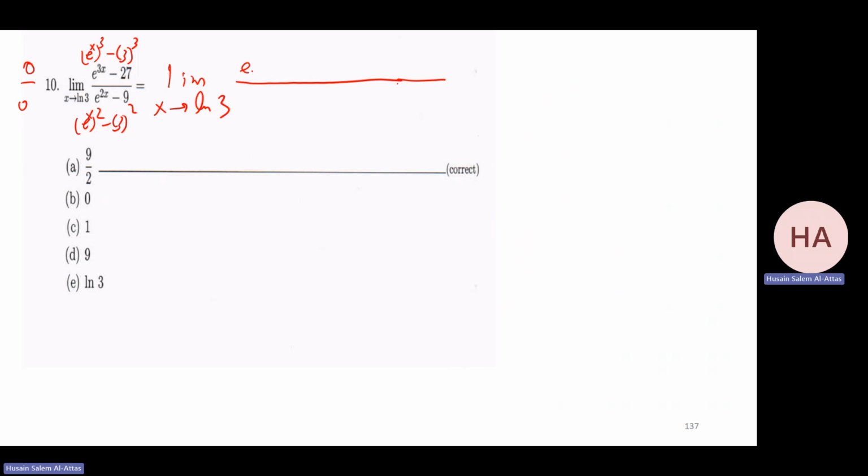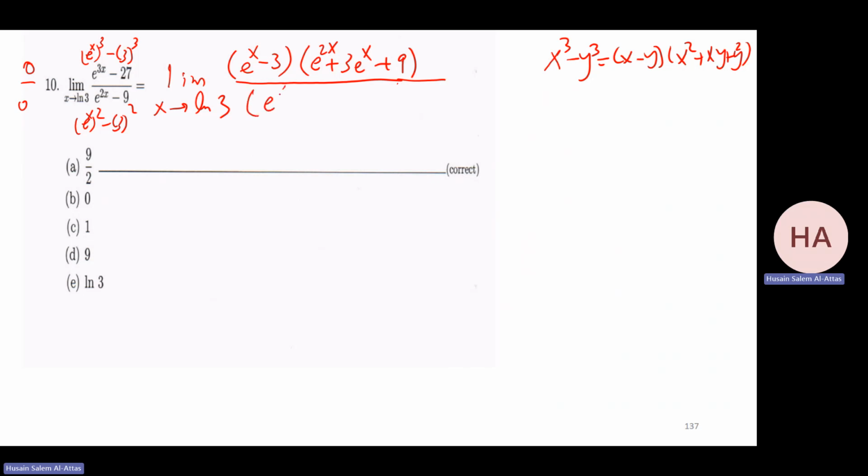Difference of 2 cubes: a^x minus 3, a^(2x) plus 3a^x plus 9. If you want to remember the formula, x minus y, x squared plus xy plus y squared. The difference of 2 squares, I think you know it: a^x minus 3, a^x plus 3. This cancelled. So you get what?